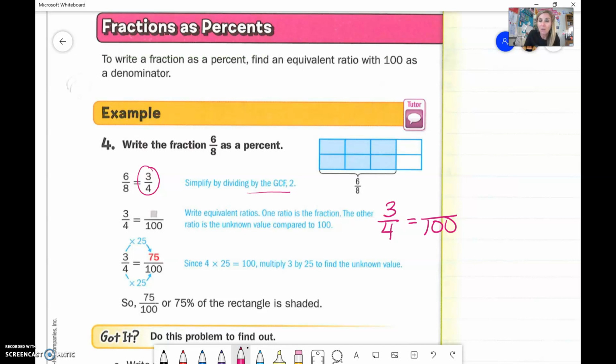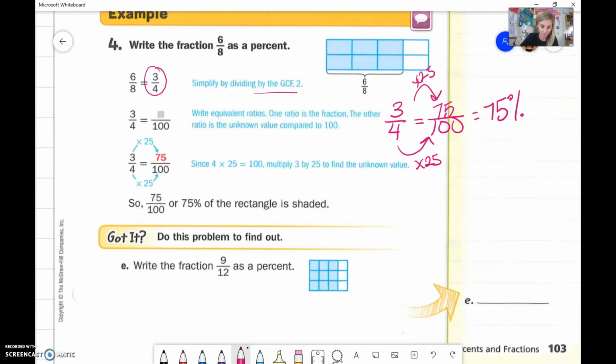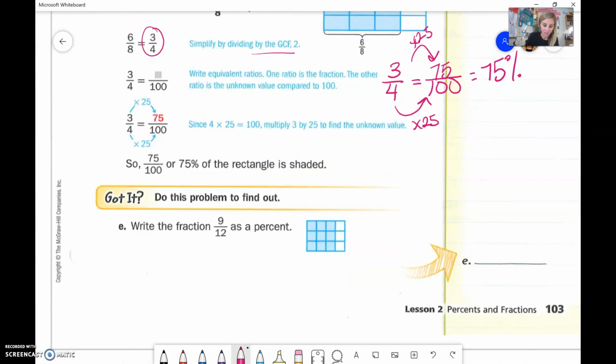So basically going back to our ratio table, how do I get from 4 to 100? I multiply that by 25. Whatever I do to the bottom, I must do to the top. So if I multiplied the bottom by 25, I must multiply the top by 25. So 3 times 25 is 75. So 75 hundredths, since percent means out of 100, means that it is 75%.